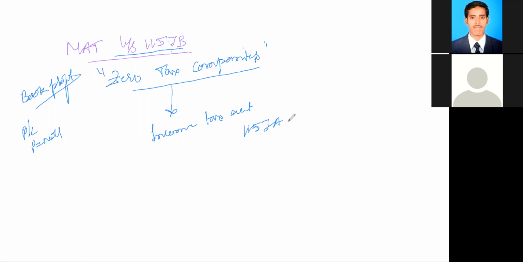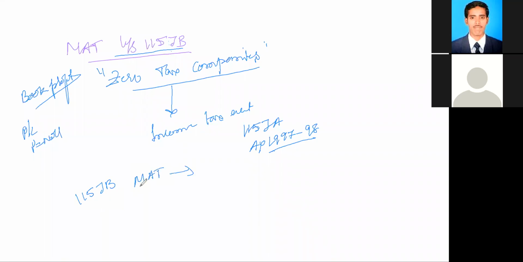115JA was first introduced for the assessment year 1997-98. Later it was converted into 115JB, for calculating and regulating the MAT.